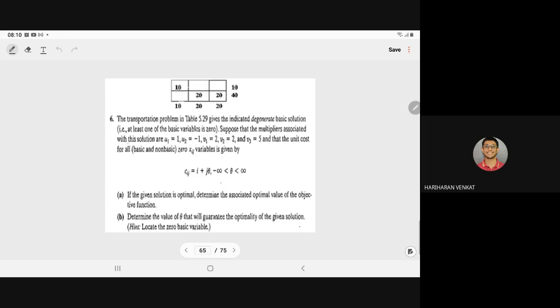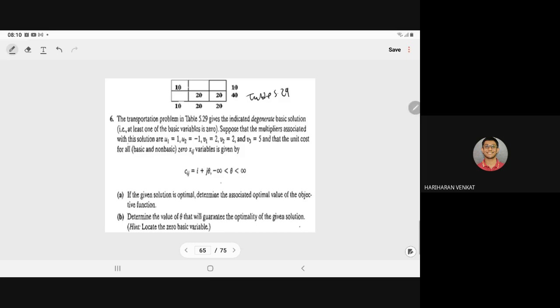Now, in the next question, the transportation problem in table 5.29. So this is the table 5.29. The indicated degenerate basic solution. Why the degenerate basic solution?